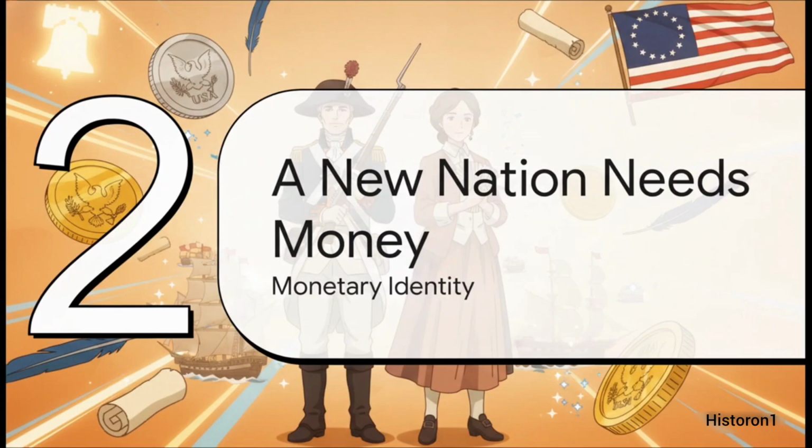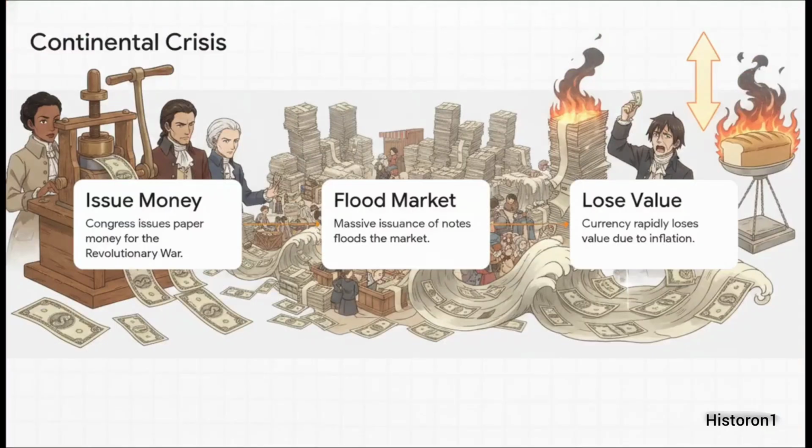Part 2. A new nation needs money. Forging a monetary identity. Fast forward to the 1770s. The colonies are in full-blown rebellion, and this brand new nation desperately needs its own money to fight a war. So what do they do? The Continental Congress tries to solve this immediate crisis by issuing their own paper money, which they called continentals. They used these hand-operated printing presses to just churn out cash to pay for supplies and soldiers.